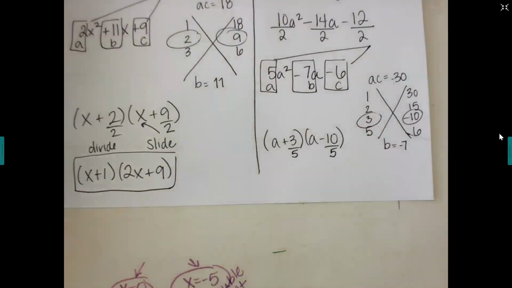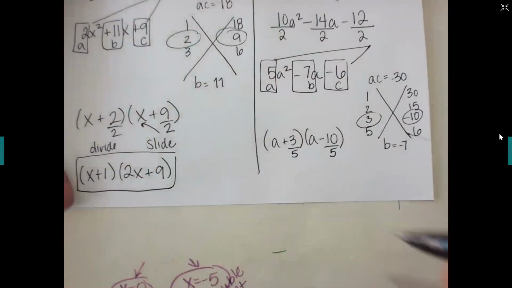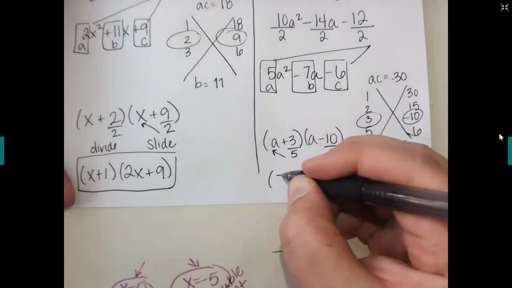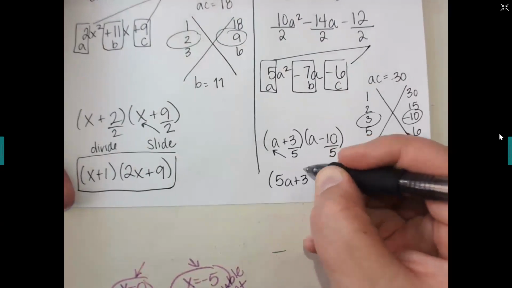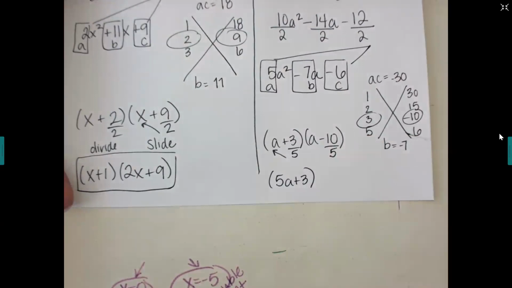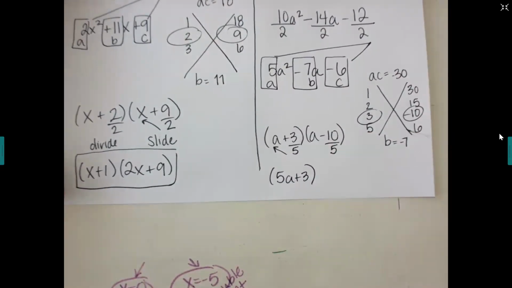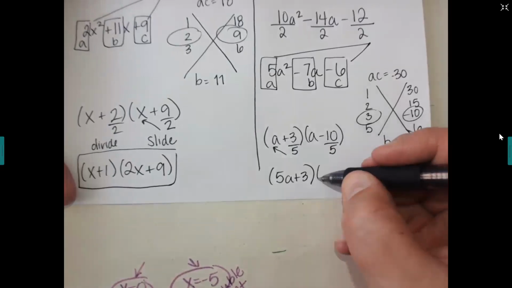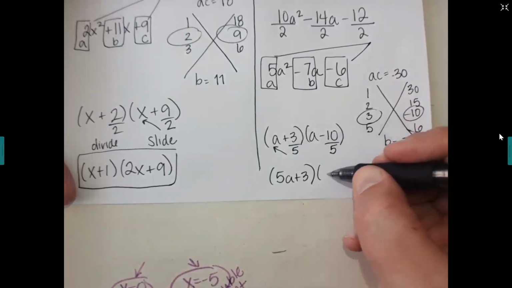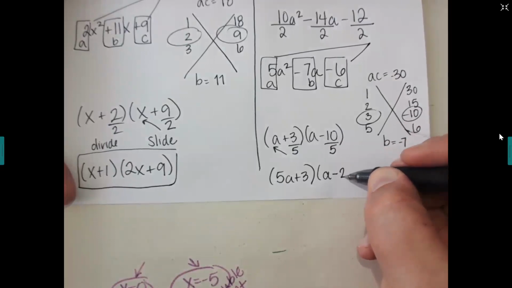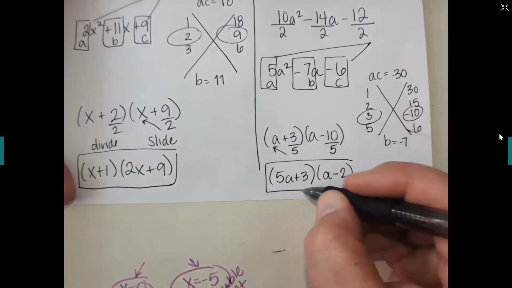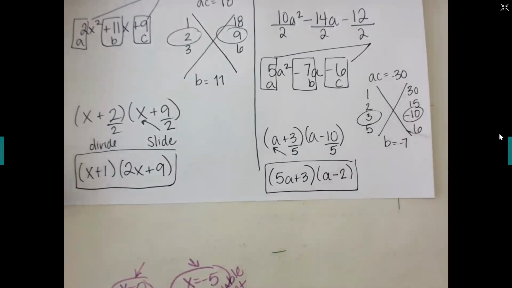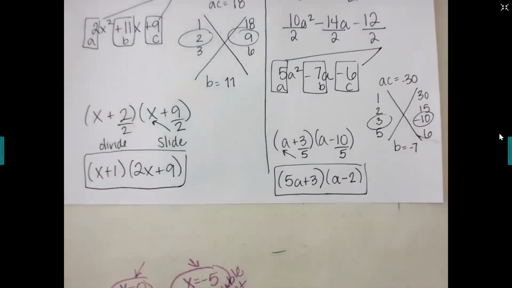So which one of those will be the slider? The 3 on top or the 10 on top? 3. The 3 will have to slide and be a 5a plus 3. Oh yeah, because it's an A, but it's a 10. And then for the second one, 10 divided by 5, what's that? So it'd be 2. Make sense?